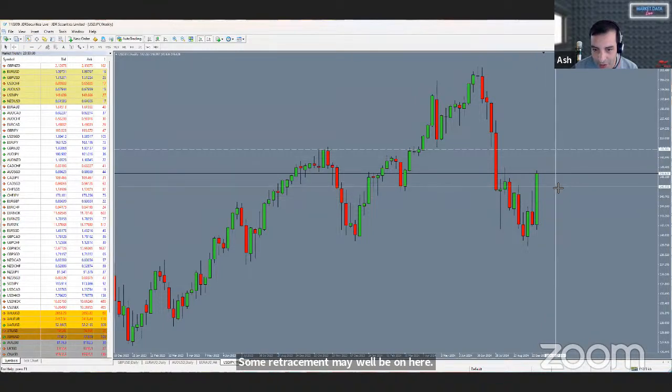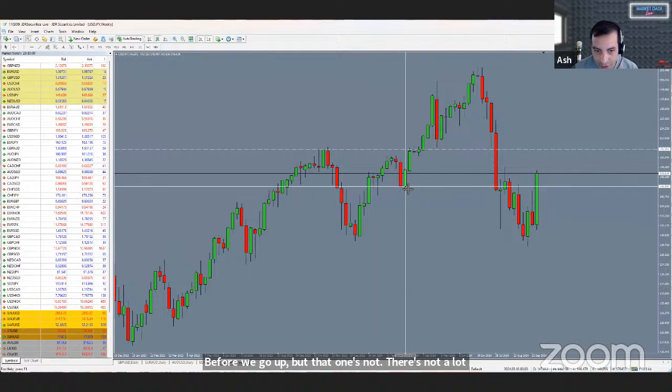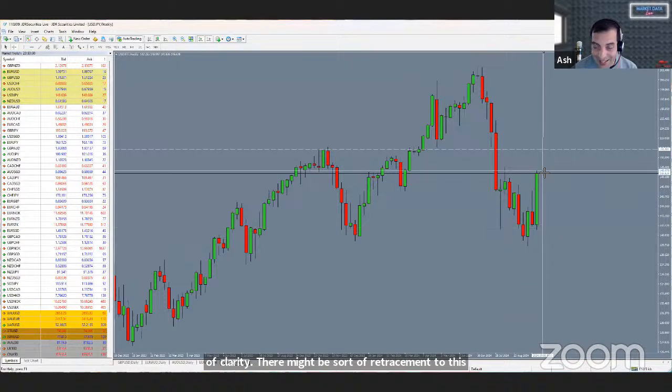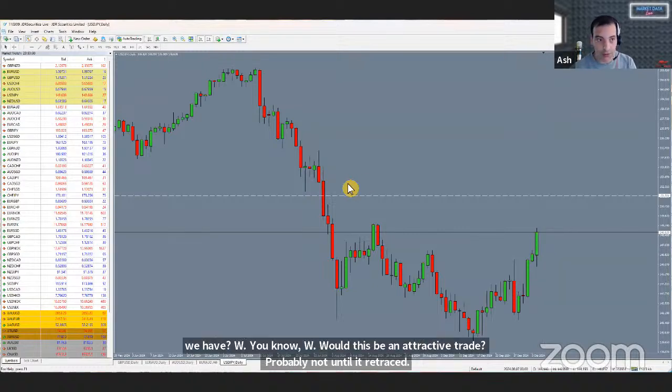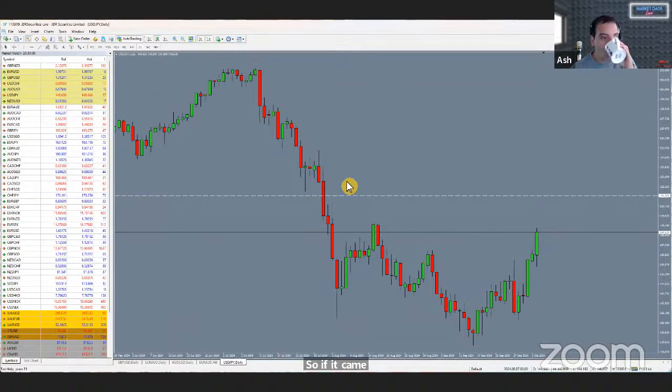There's not a lot of clarity. There might be a retracement to this horizontal level. It might come down a little bit further, but there's not a lot of clarity except to say that the general picture is pretty bullish on this one. Would this be an attractive trade? Probably not until it retraced. So if it came back, then I might be interested in the dollar yen long.